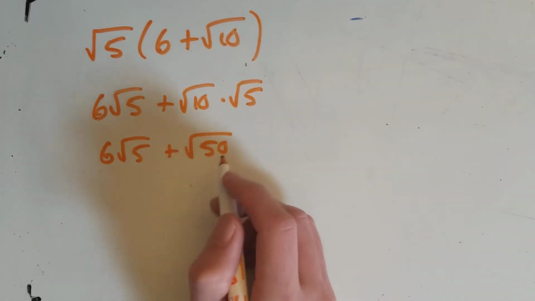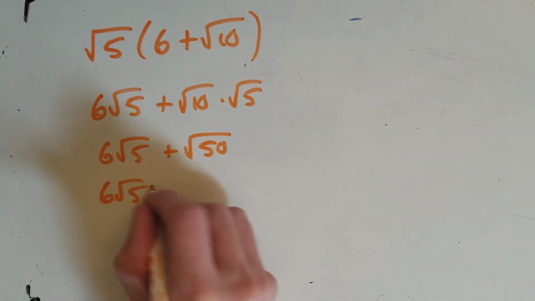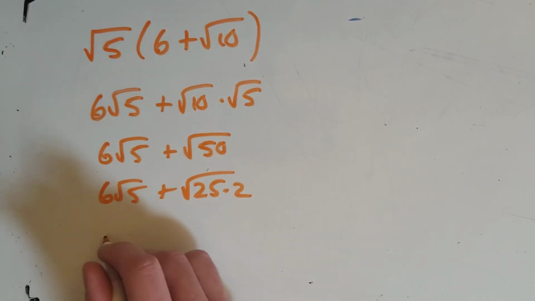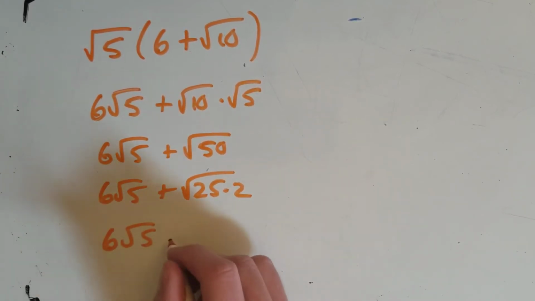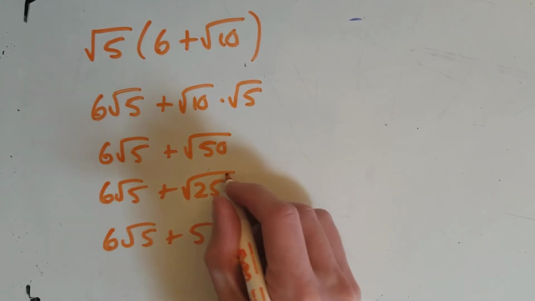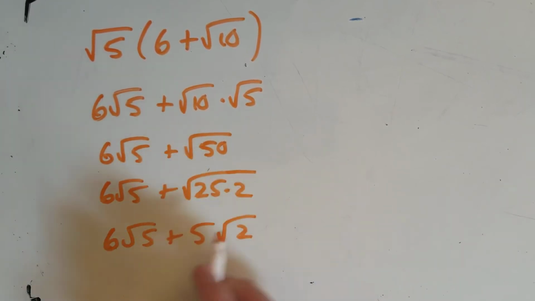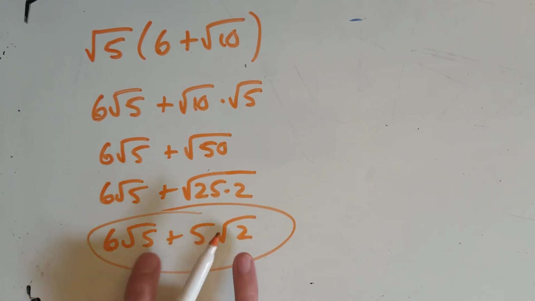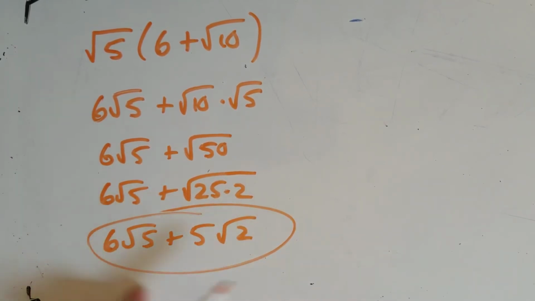That's the 10 times 5. And then you can break that up. So you'll break this up into 25 times 2, which means you're going to end up with 6 root 5 plus 5 root 2. Can't combine any like terms down here. Radicals are simplified, so simplest radical form right there.